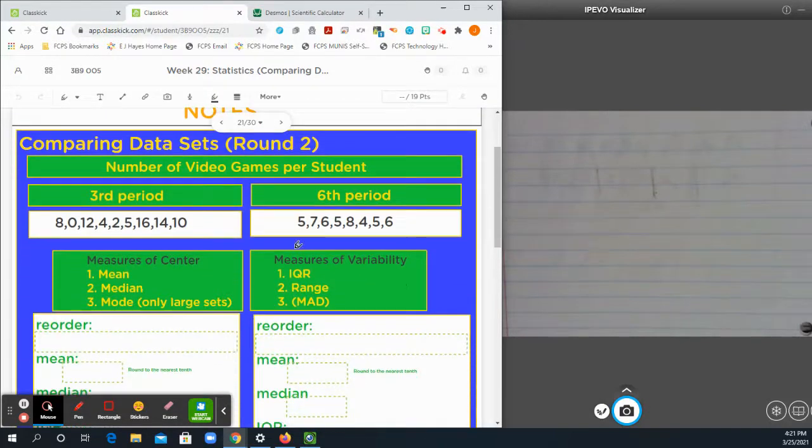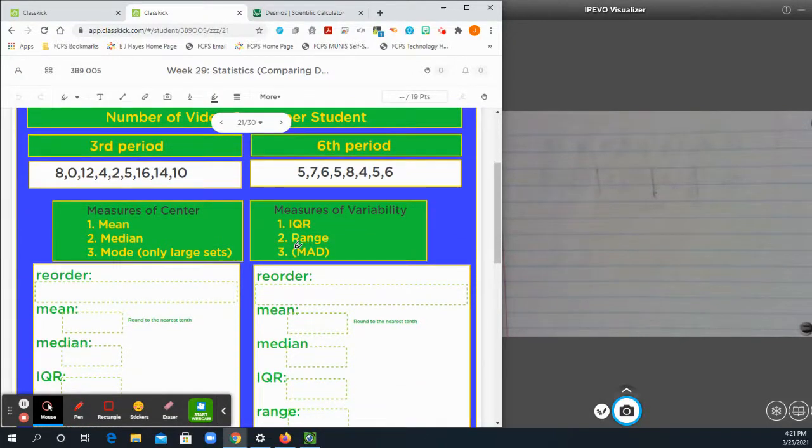We've got comparing data sets round 2. The first thing we need to do is find the correct order of these. And I prefer least to greatest, although greatest to least would be okay. But most people do prefer least to greatest. So 0, 2, 4, 5, 8, 10, 12, 14, 16.